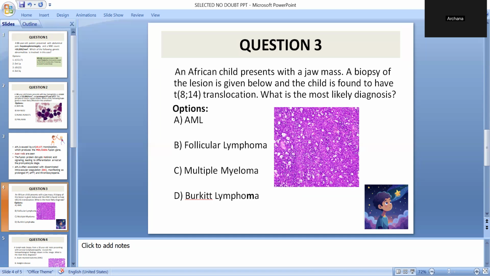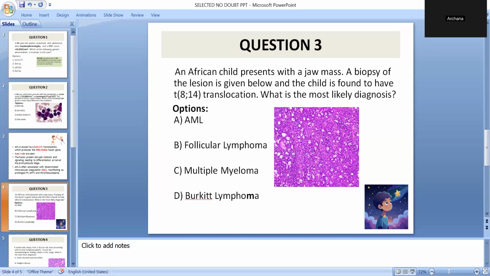Mass is lymphoma. Leukemia is blood cancer in which the cells are circulating in the blood. So outrightly, distractor A is ruled out. So remaining are follicular lymphoma, multiple myeloma, Burkitt's lymphoma. Multiple myeloma, in the previous slide, we have discussed, whenever there is a single vertebral column and an aged patient, multiple myeloma is there. So distractor C is ruled out.